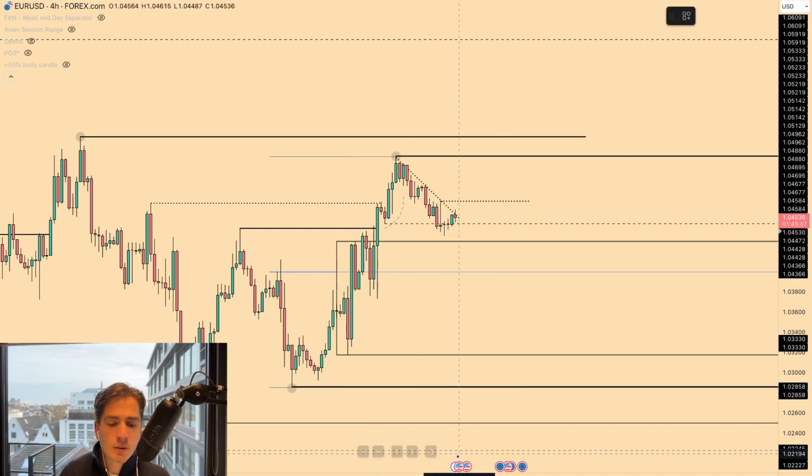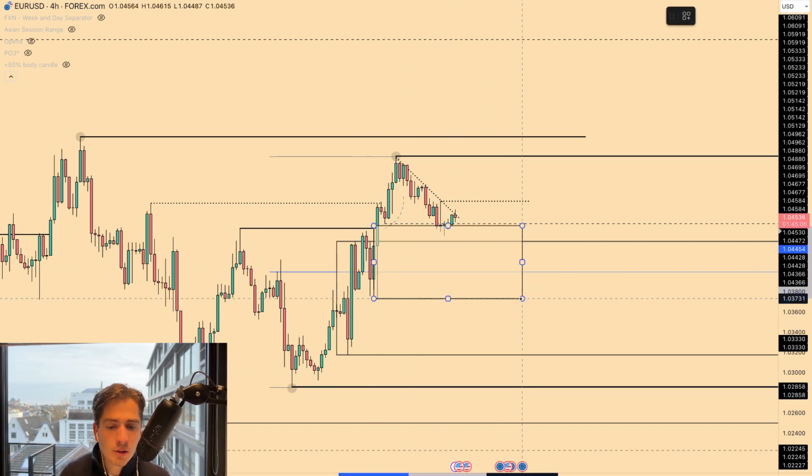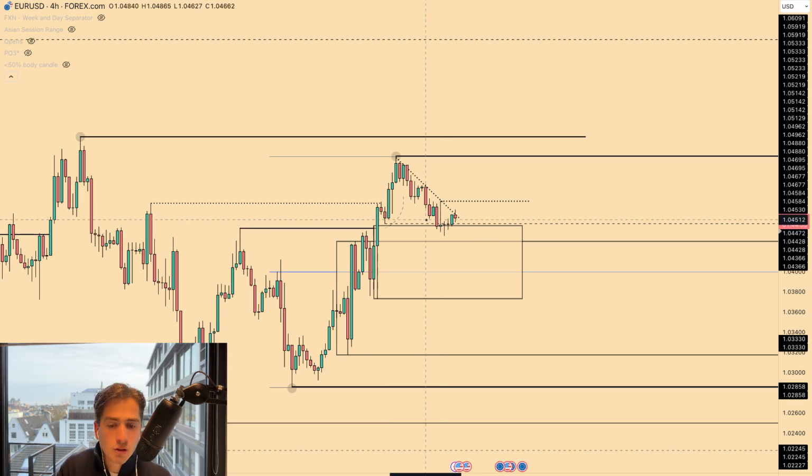What I'm seeing here on the 4-hour time frame is that we have a fresh area of 4-hour demand, which could indeed already start pushing the market up higher. We grab this internal liquidity low. So why is this internal liquidity, you may ask? Well, why is it important?